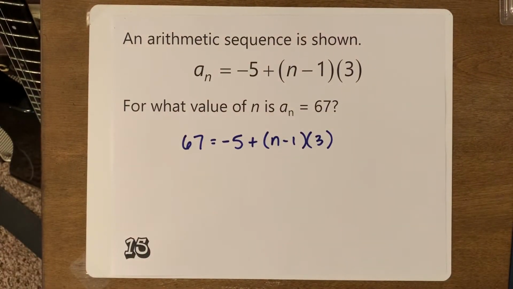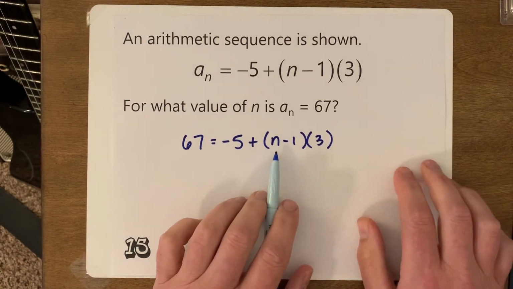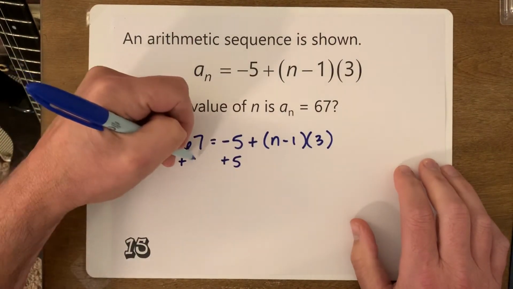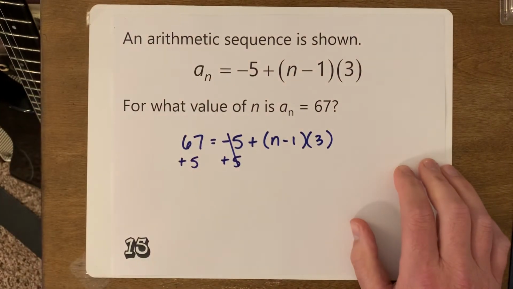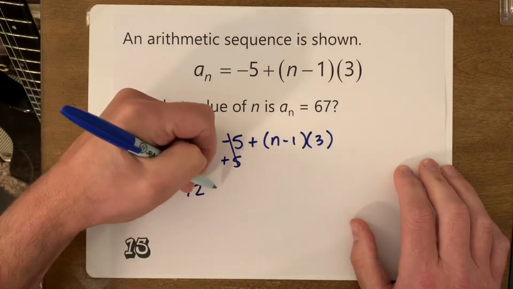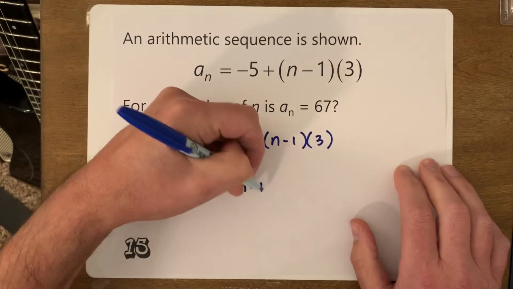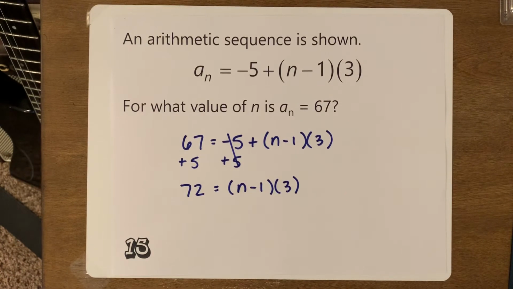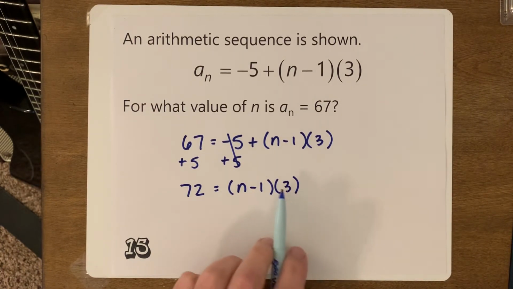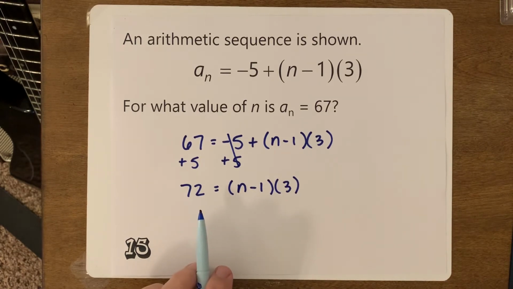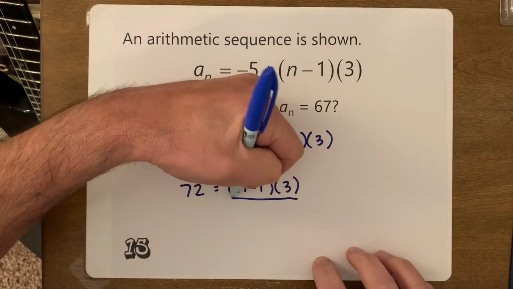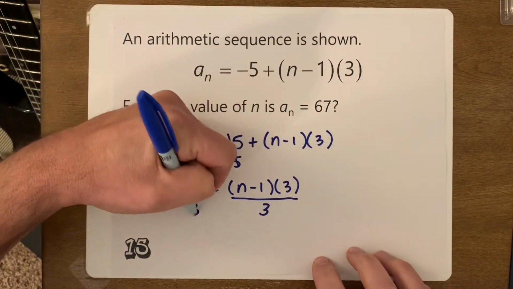That is a multi-step equation. Luckily, we've seen those videos. And we need to solve for n to figure out which term that would be. So first thing I want to do is probably add the 5 to both sides. Okay, so 67 plus 5 would be 72 is equal to n minus 1 times 3. So if you take 72, you have a choice. You can either distribute that 3 here, or you can divide 72 by 3, right? Because you can divide both sides by 3. If you choose to do this, it's going to be a little bit easier on you.